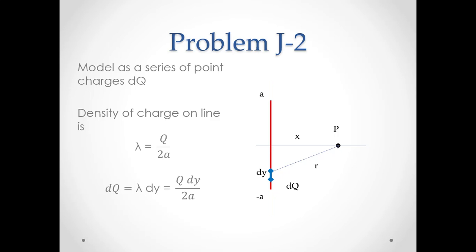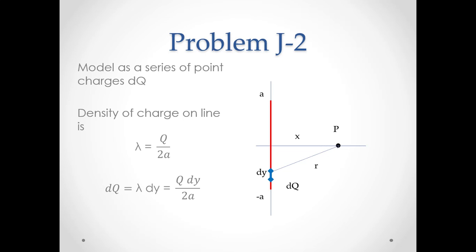So the density of charge on this line is going to be equal to Q, the total charge of the line, divided by 2a. Now I use lambda here for density. Lambda, if you ever see that used, generally relates to a linear density of charge. We'll see rho, which would be a volume density of charge, and sigma, which is an area density of charge. Those are some general conventions we usually use.